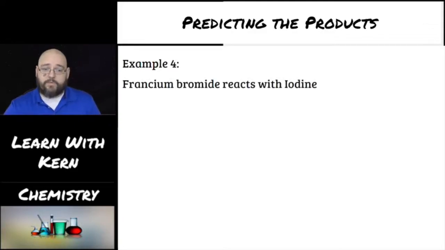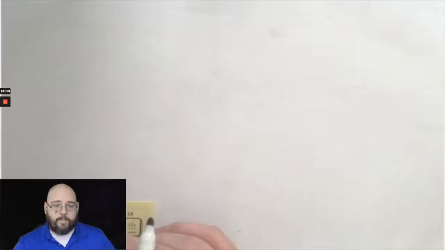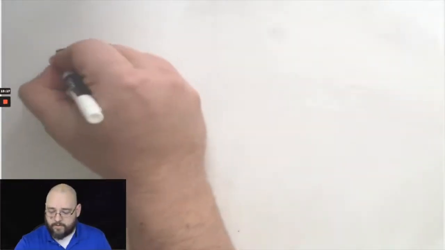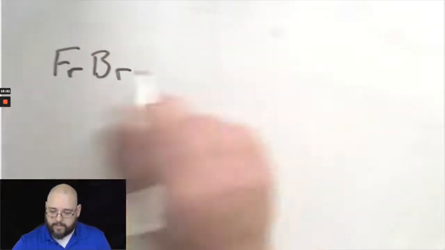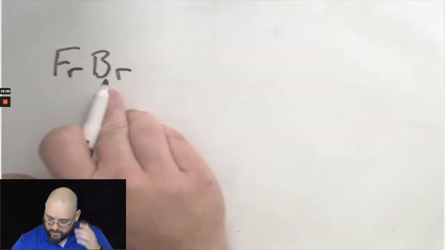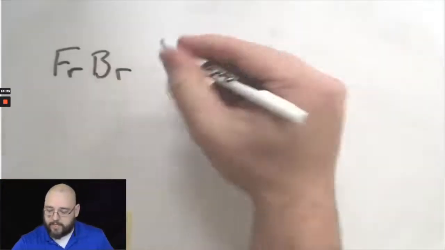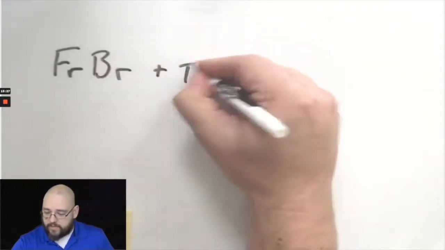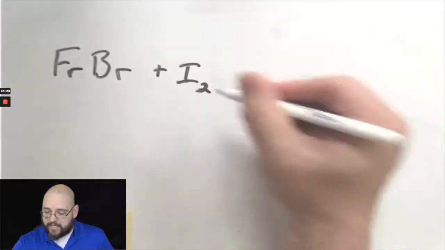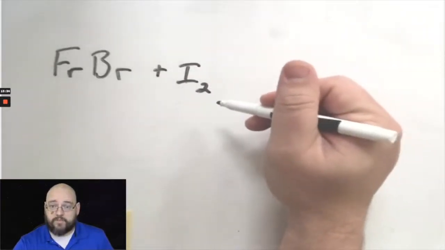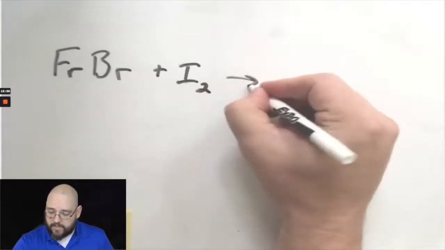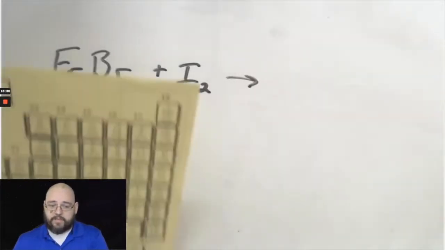Okay? So let's do another example of a single replacement. And this time I'm going to do francium bromide is going to react with iodine. Okay? So we have francium bromide, +1 -1, so they cancel out. Francium bromide is going to react with iodine, which is a 2 because it's one of those 7 Brinkelhoff elements, diatomics.